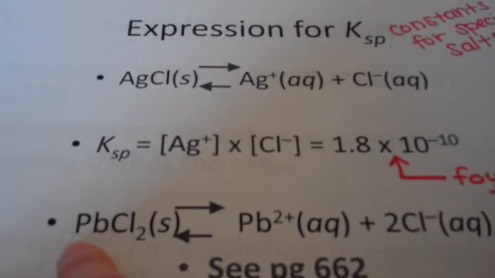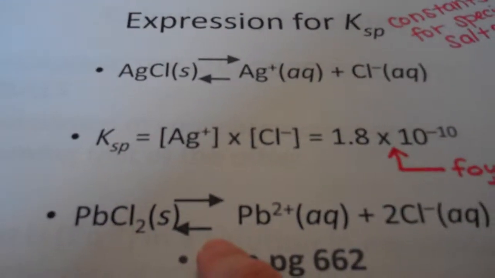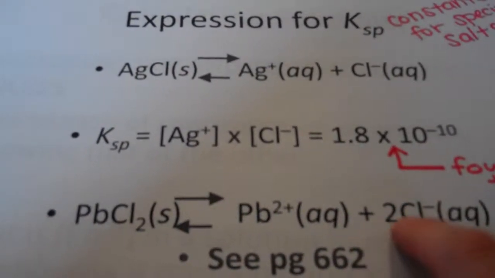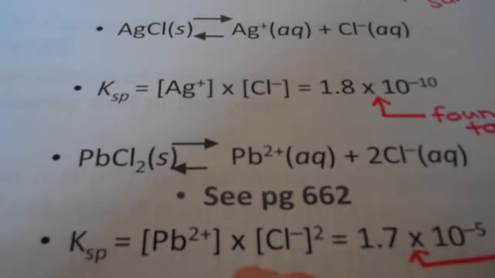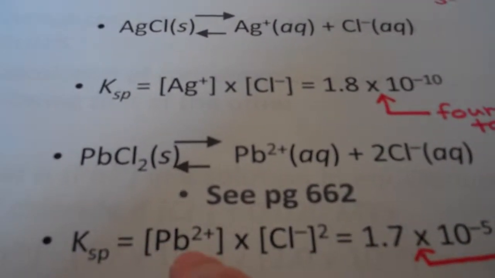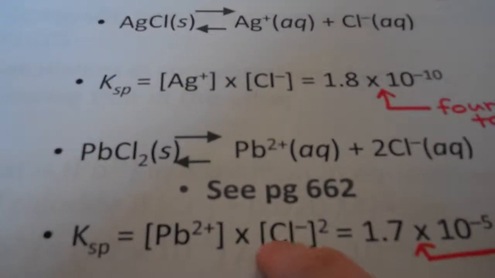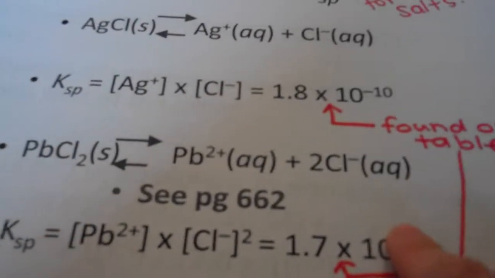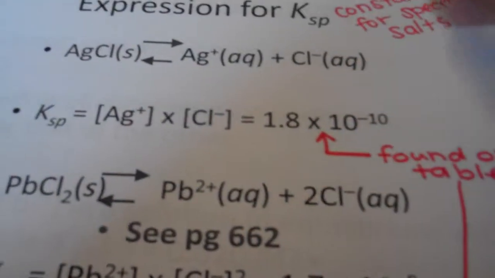Then we have lead 2 chloride, and this will go back and forth between being lead 2 plus and chloride. Again, this one right here, we have a 2, so when we write our expression here, it's going to be raised to the square. So our KSP is equal to the concentration of Pb times the concentration of chloride squared. And the constant for this is 1.7 times 10 to the -5. Again, these can be found in your table.